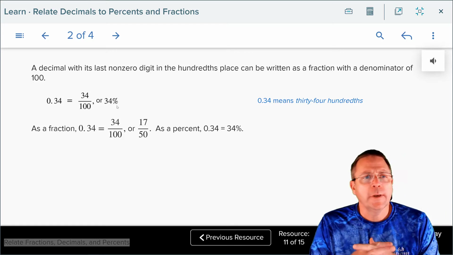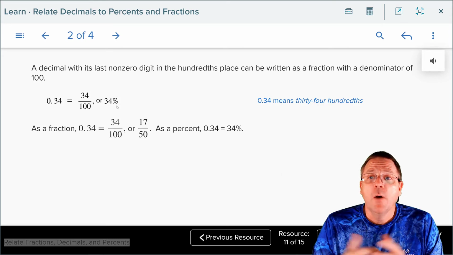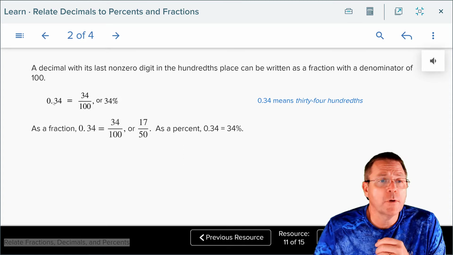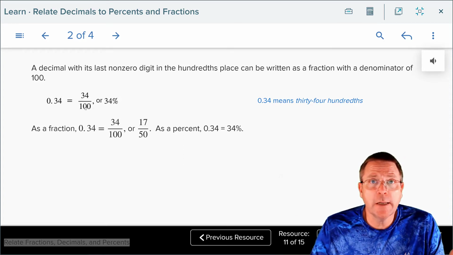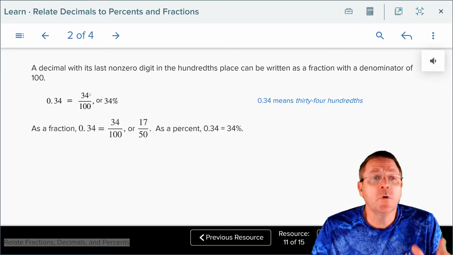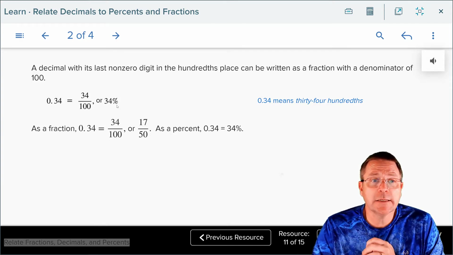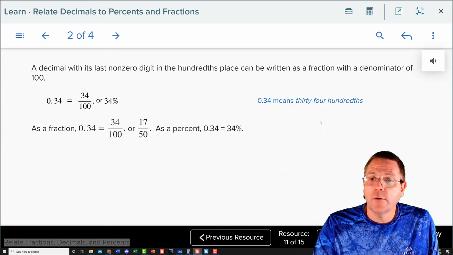Now what if the last non-zero digit of the decimal is in the hundredths place? Well, that makes it even easier. So here we have 0 and 34 hundredths, which you can rewrite as 34 hundredths. That's nothing more than understanding language. 34 hundredths as a decimal is 34 over 100 as a fraction. And you're comparing a number to 100, so that is 34%. But I should point out that 34 over 100 is not in simplest terms. And in middle school, we always have to be able to simplify our fractions.